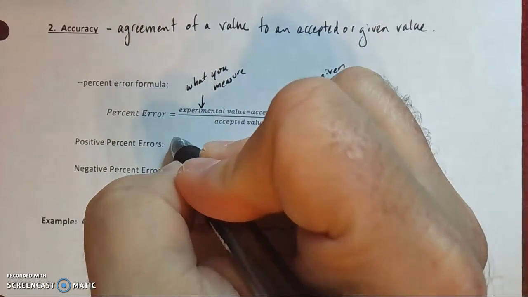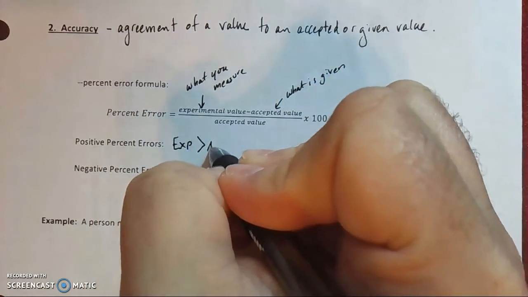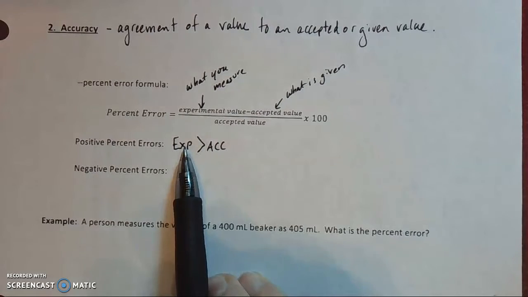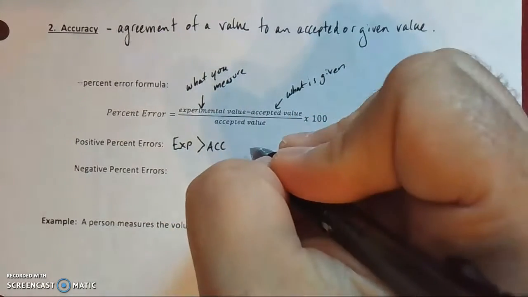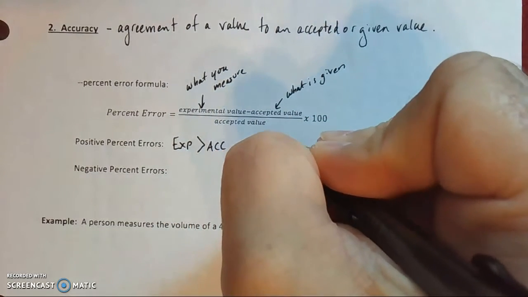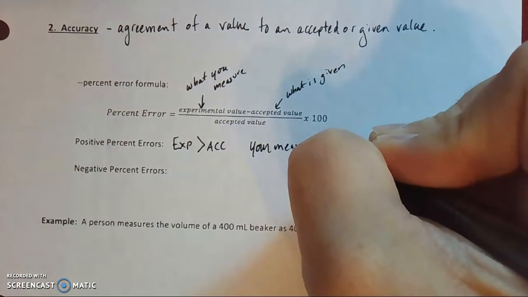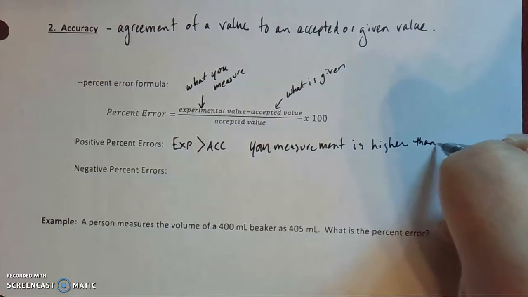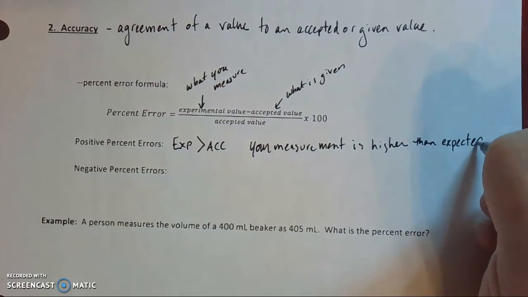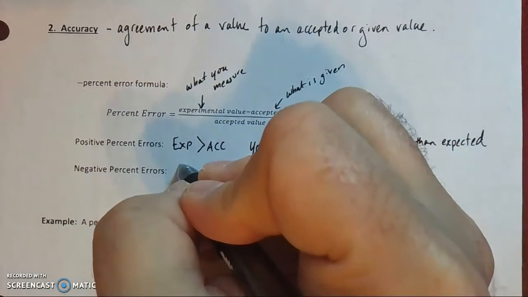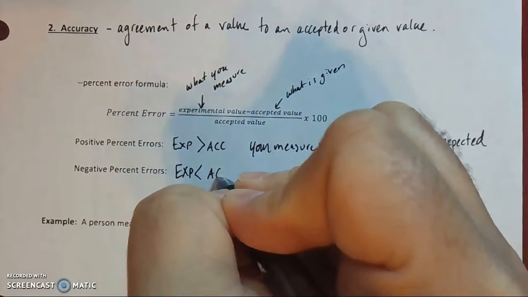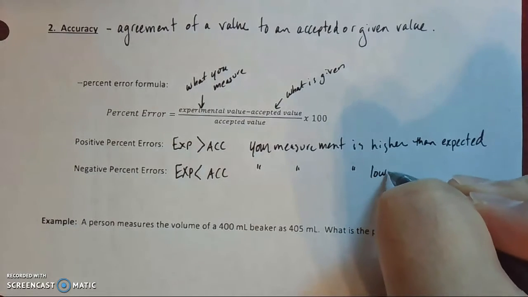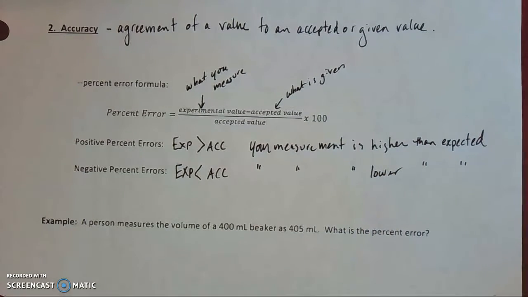All positive means is your experimental is greater than the accepted, which means that what you measure is higher. So you got above. So your measurement is higher than accepted or than expected. Negative is the opposite. Experimental is less than accepted. So that means that your measurement is lower than expected.